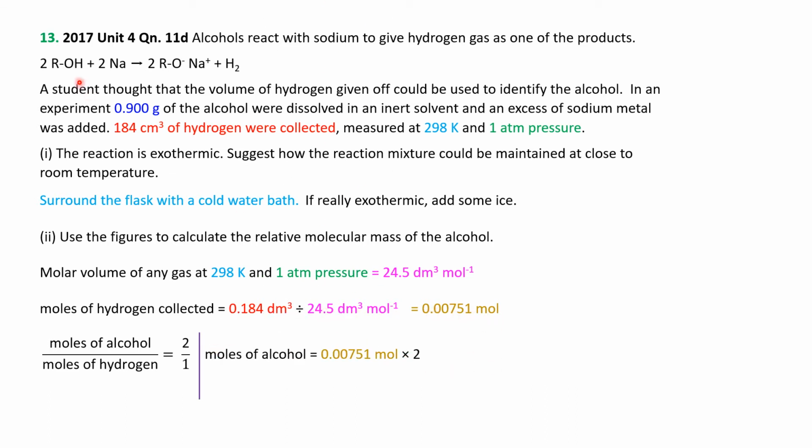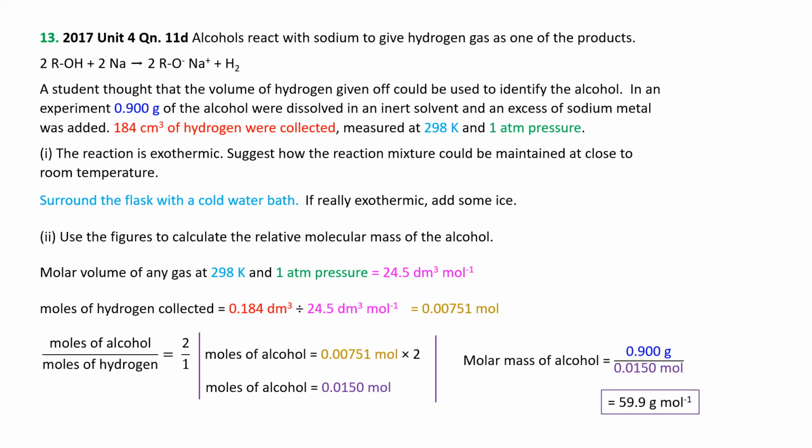So in other words, 0.00751 moles of our hydrogen is made by the alcohol, but we need 2 alcohols to give us 1 hydrogen. So the moles of alcohol is 0.00751 moles times 2, which is 0.015 moles. And then we have 0.9 grams of the alcohol in that 0.015 moles for the molar mass in grams per mole. Just divide the grams by the number of moles, and you get about 60 grams per mole.